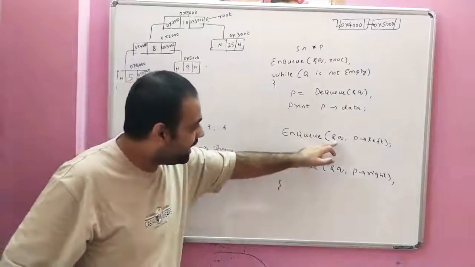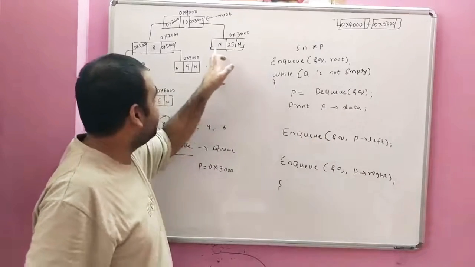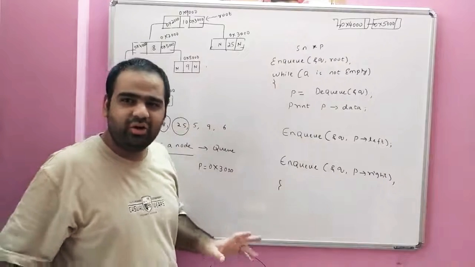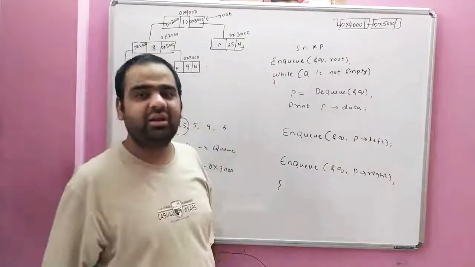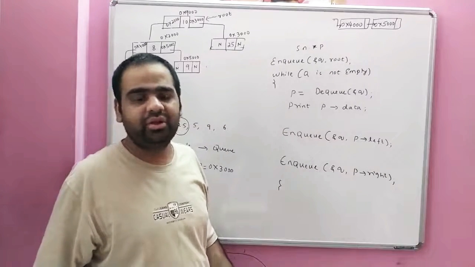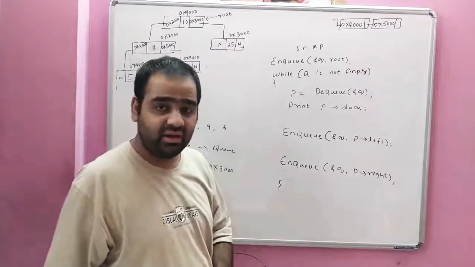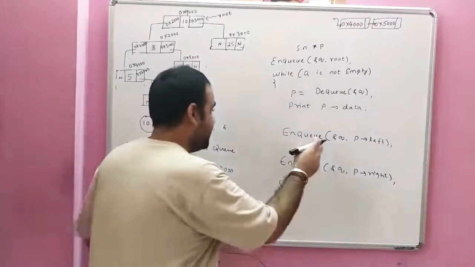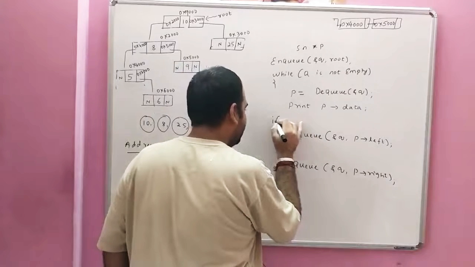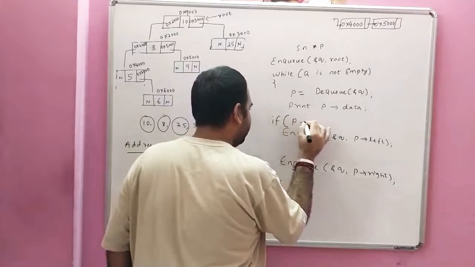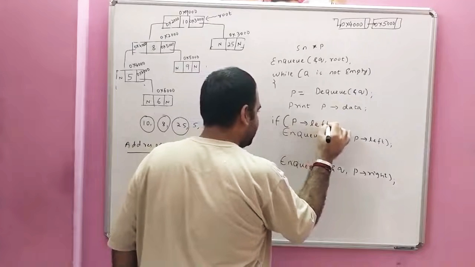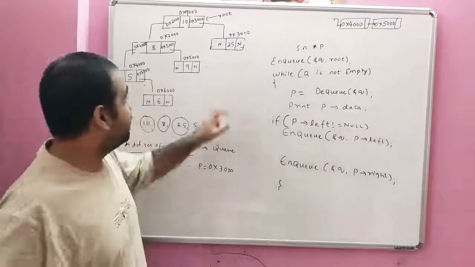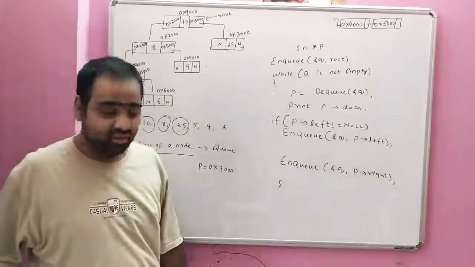Now you say enqueue P arrow left. What is P arrow left over here? 3000 arrow left is null. Now, is it necessary to write null into the queue? There is no necessity, because you don't print null. You don't print null arrow data because that's a segmentation fault. Therefore, I have to enqueue only if P arrow left is not equal to null. Now, what is 3000 arrow left? Null. Null not equal, null is false.